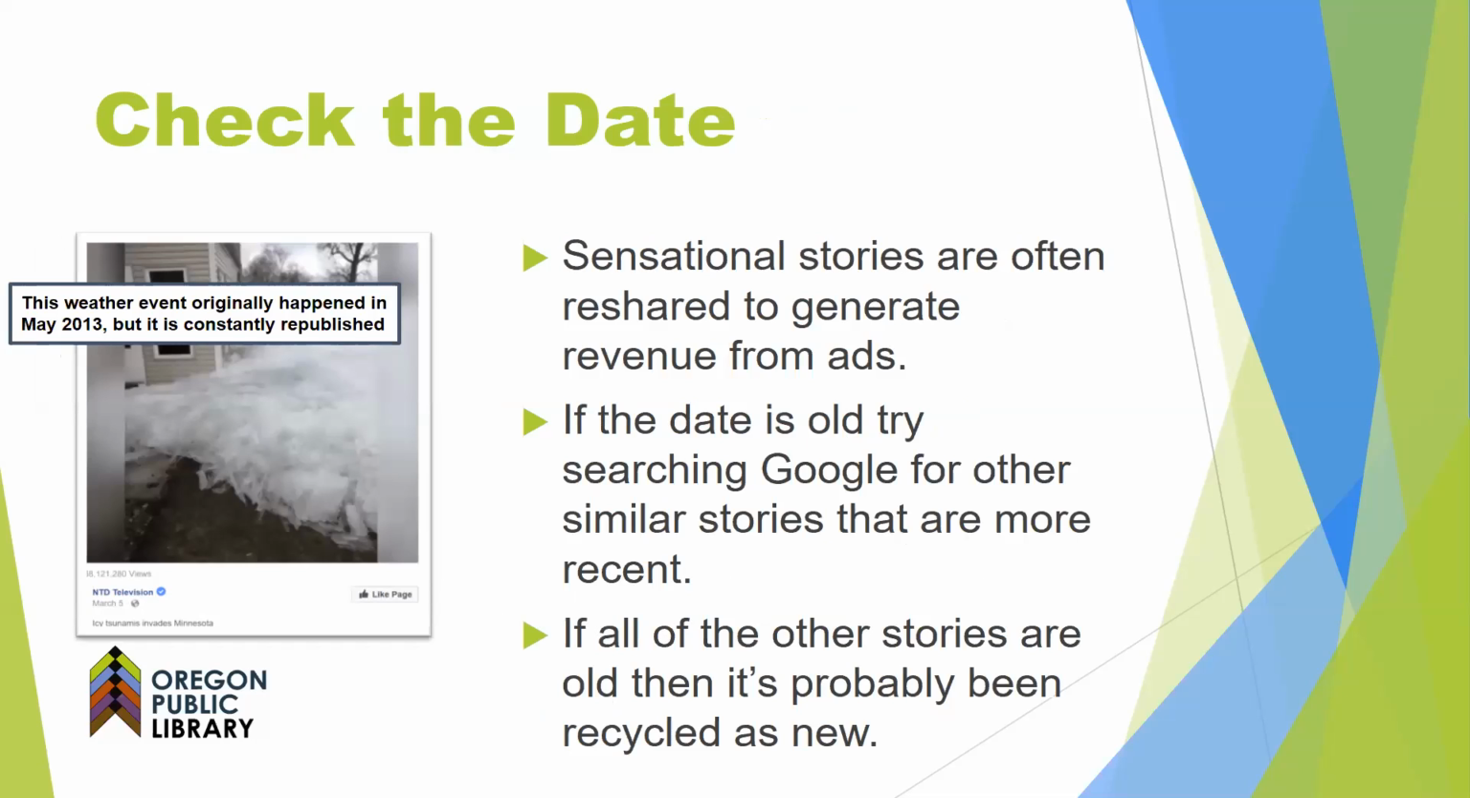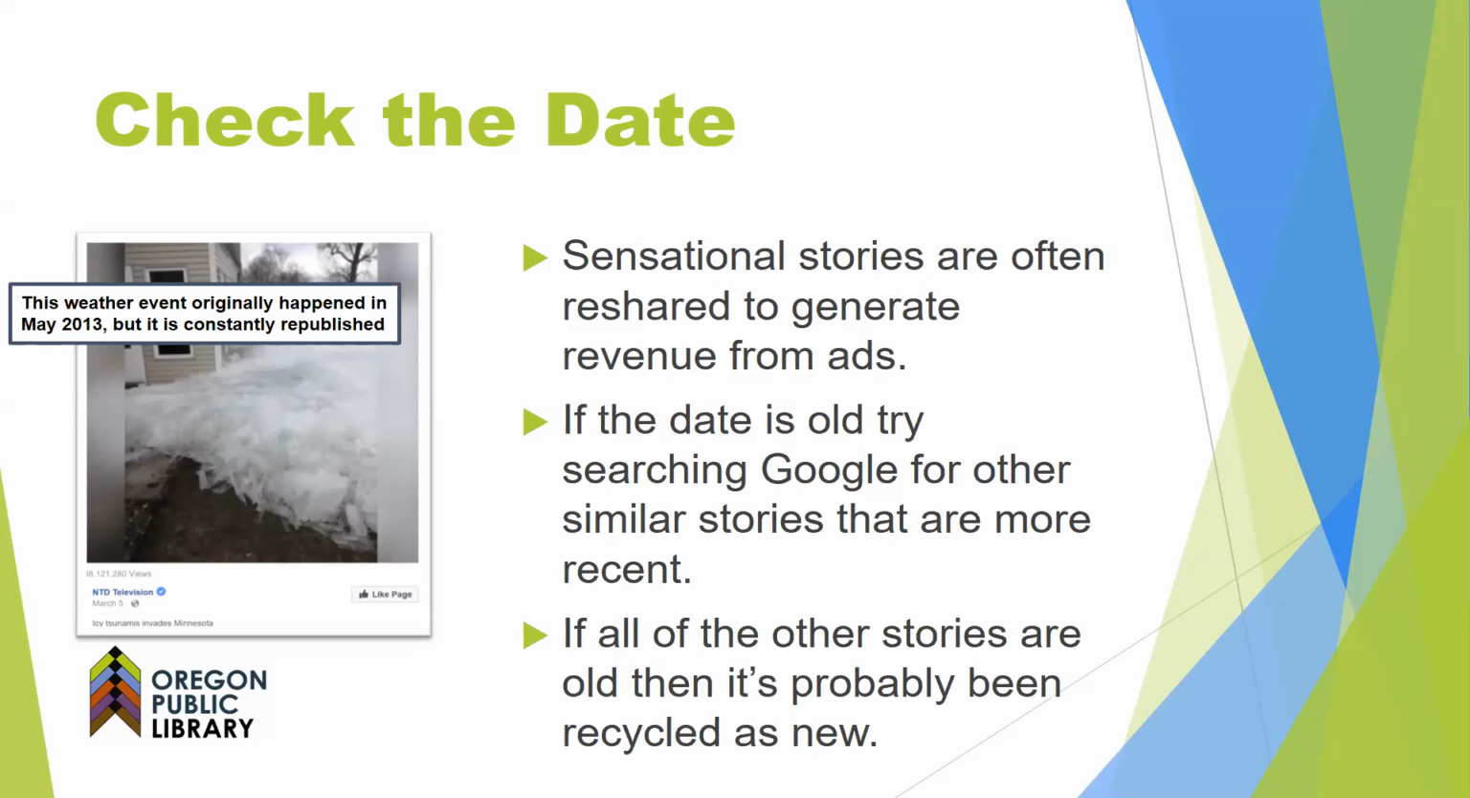All right, so another thing you should do when evaluating a website is to check the date of the article. Sometimes sensational stories are reshared to generate revenue from ads. So in the case of this example, this icy tsunami did actually occur in 2013, but it continues to be republished to generate money from the ads.